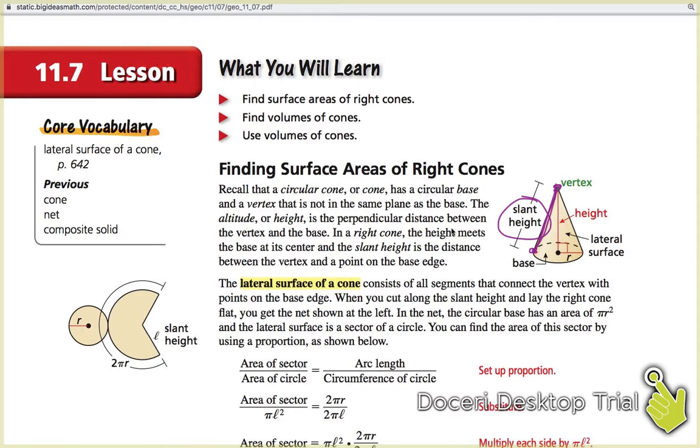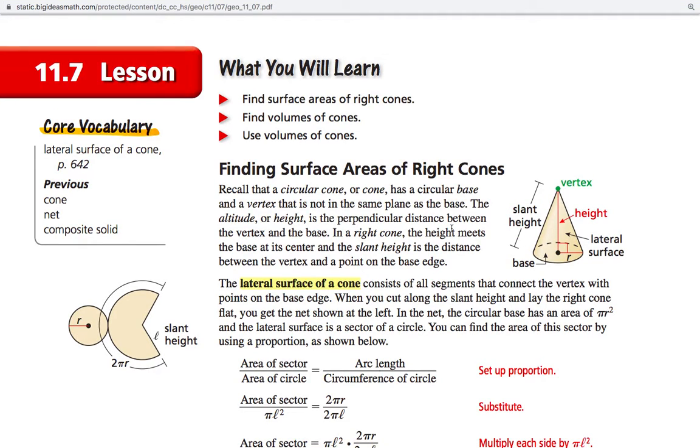Would be the slant height. So you're going to see that in here. Just make sure you remember the difference between slant height and actual height. They're represented by different letters. Slant height is represented by an L for some reason. Maybe because there's an L in slant, I don't know. But L for slant height, you'll see.